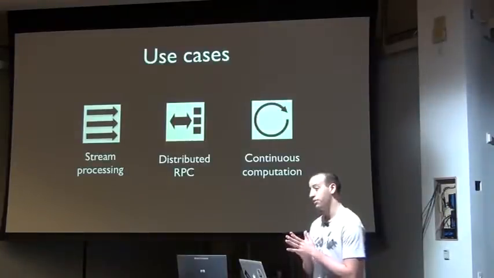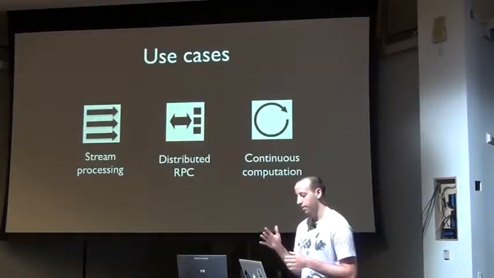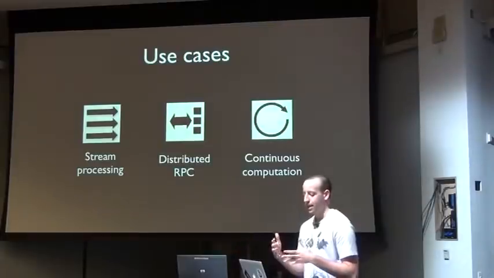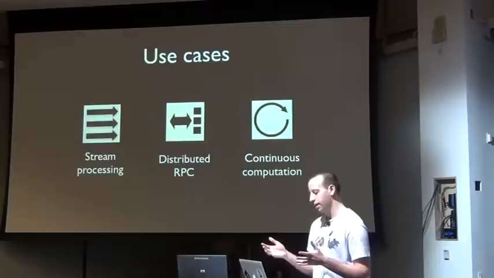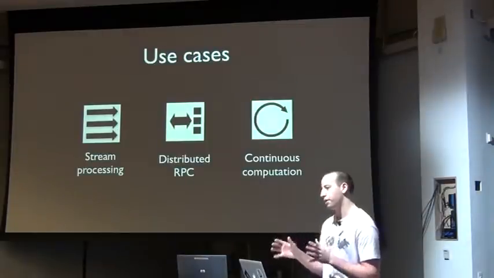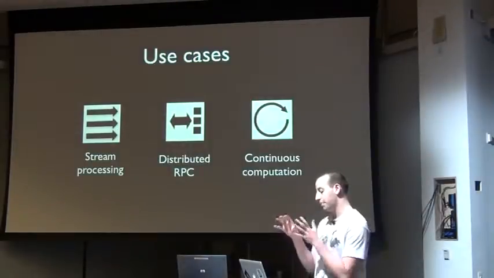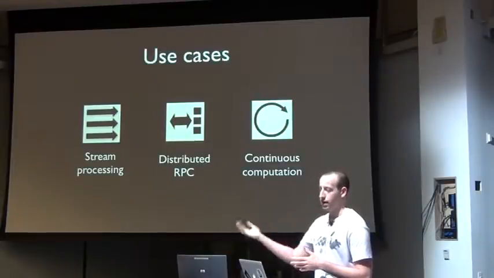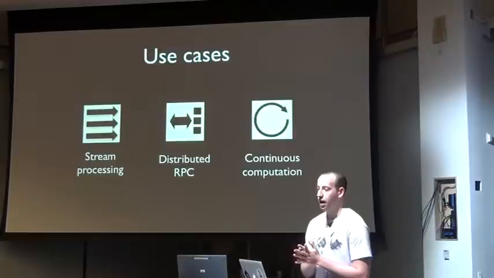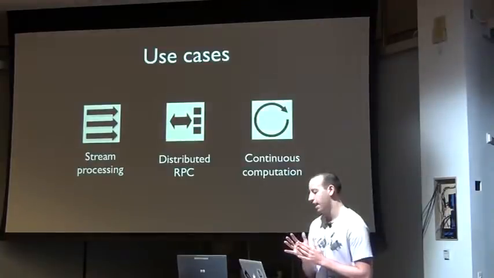The second use case I call distributed RPC, and I'll be talking more about this later in the talk. The idea here is that you have some function that you want to compute on the fly, something that's really intense to compute, too hard to compute for a single machine. We can actually implement that function as a Storm topology and use Storm to parallelize the computation and use it as an RPC mechanism. The third use case I call continuous computation.